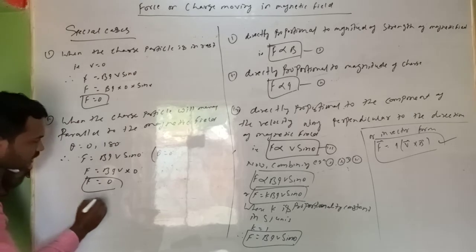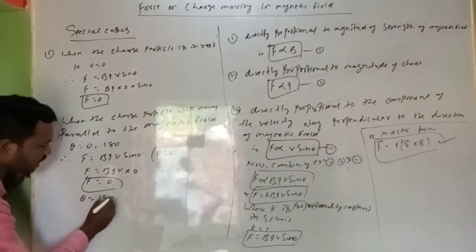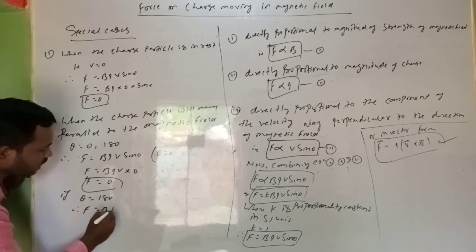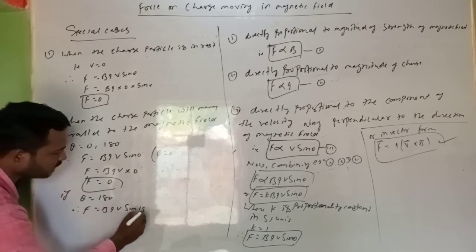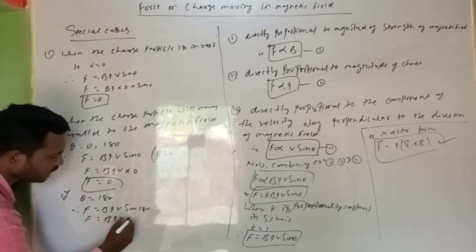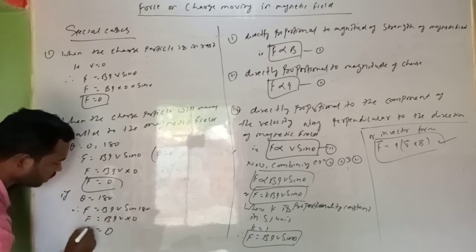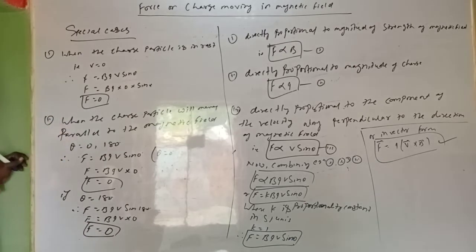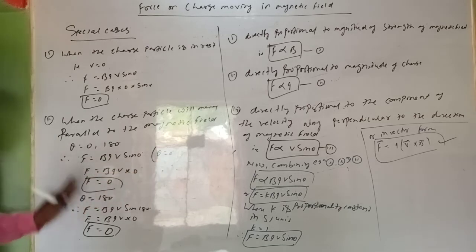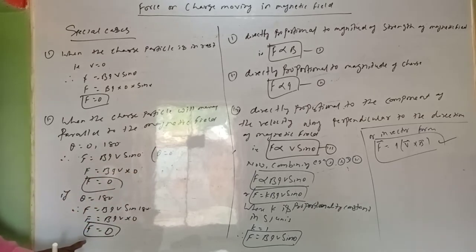If you take theta equal to 180, then F is equal to BQV sin 180. It means F is equal to BQV into 0, which is 0. Whenever the motion is parallel or anti-parallel, the force will be 0 in both cases. Why? Because for theta equal to 0, sin 0 is 0, and for 180 it is also 0.